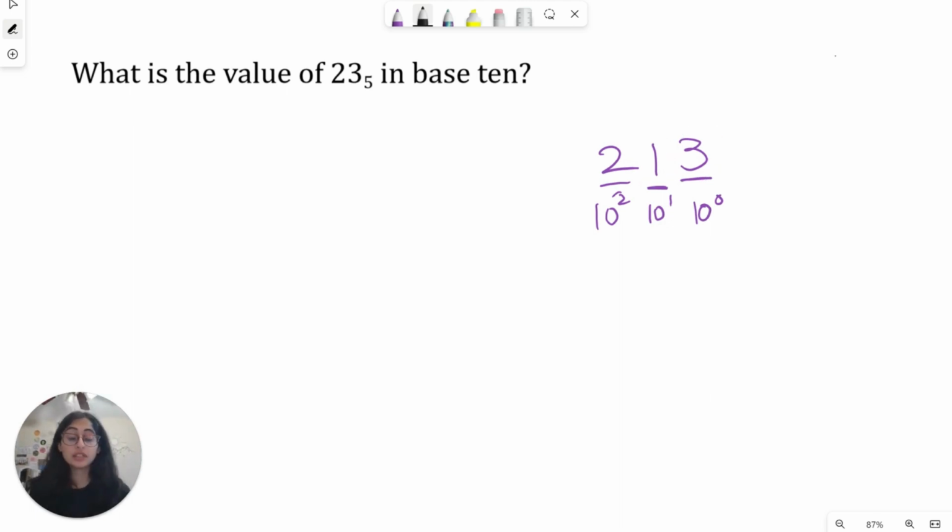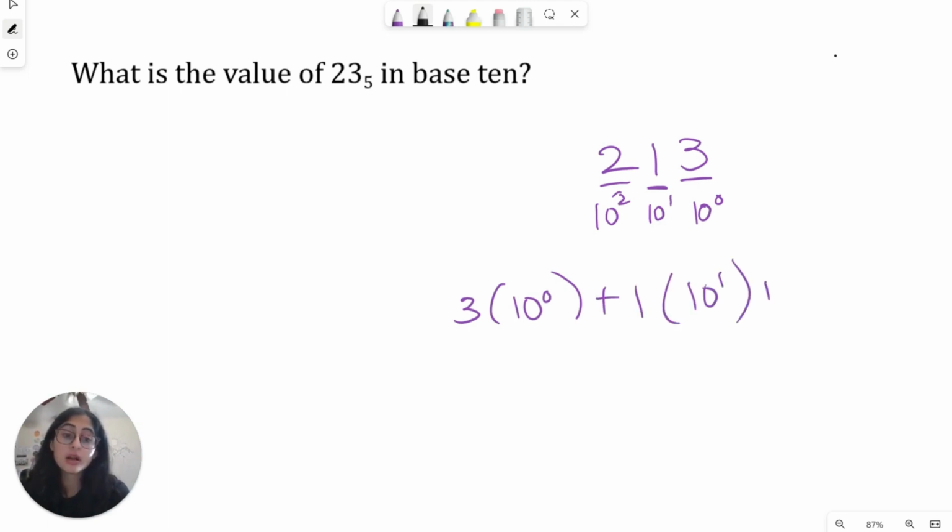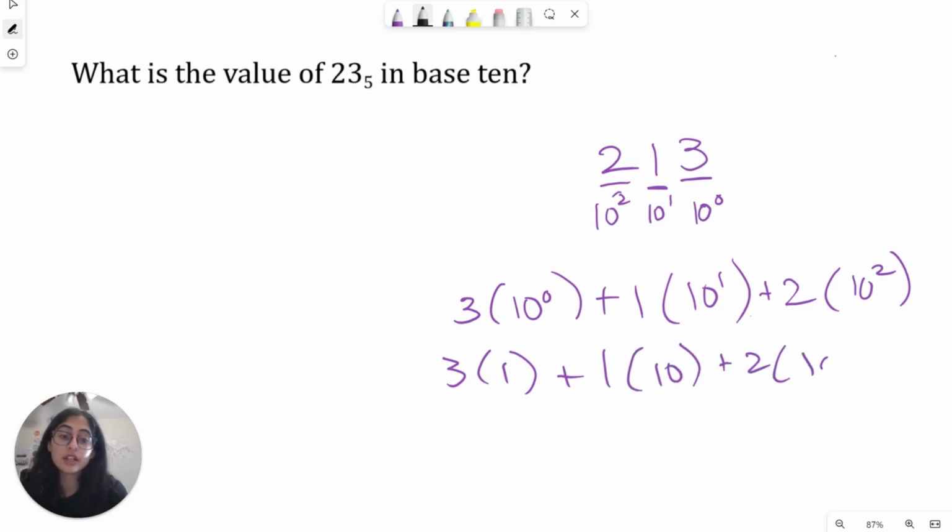So breaking down this number, this would be 3 times 10 to the 0th, because it's 3 1's, plus 1 times 10 to the 1st, because it's 1 ten, plus 2 times 10 squared, because it's 2 hundreds. Again, just 3 1's, 1 ten, and 2 hundreds. So that's telling us that this is equal to 200 plus 10 plus 3, 213.